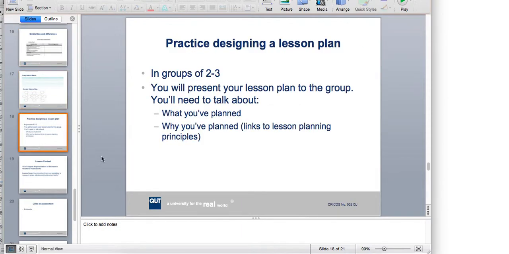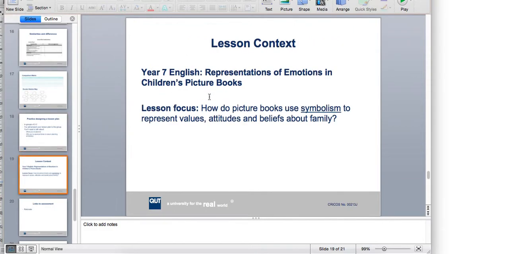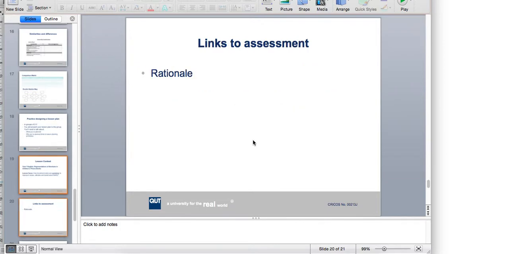Okay, we've done that. All right, so the last task for this workshop is to design your own lesson plan for this lesson here. So we're working with Year 7 English in a unit about representing emotions in children's picture books. The lesson focus is how do picture books use symbolism to represent values, attitudes, and beliefs about family.